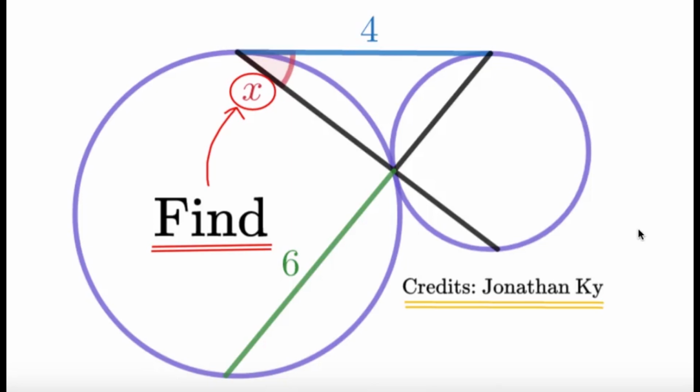Here's an item on geometry. Take a look at this figure. The two purple circles are tangent at this point. This blue segment is a common tangent to both circles. And we have two segments that intersect at the point of tangency of the two circles. This chord has length 6. Given these conditions, we're asked to find the measure of angle x.